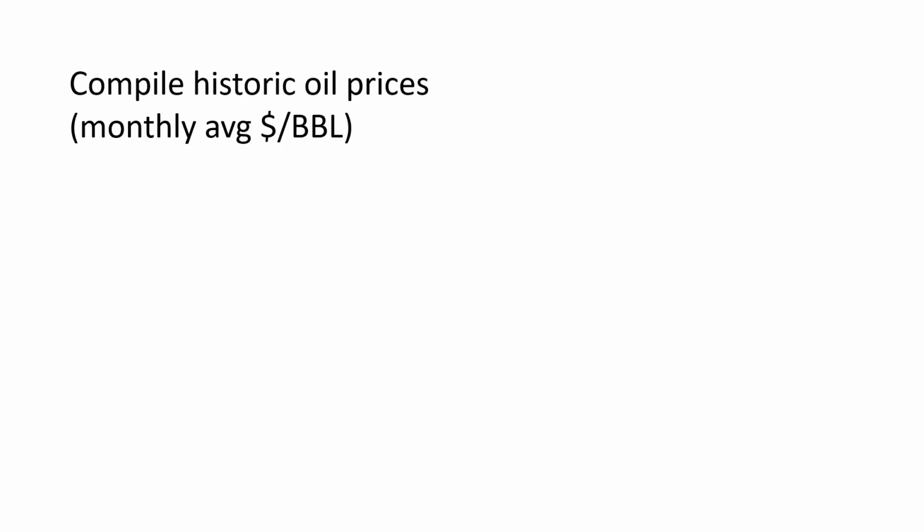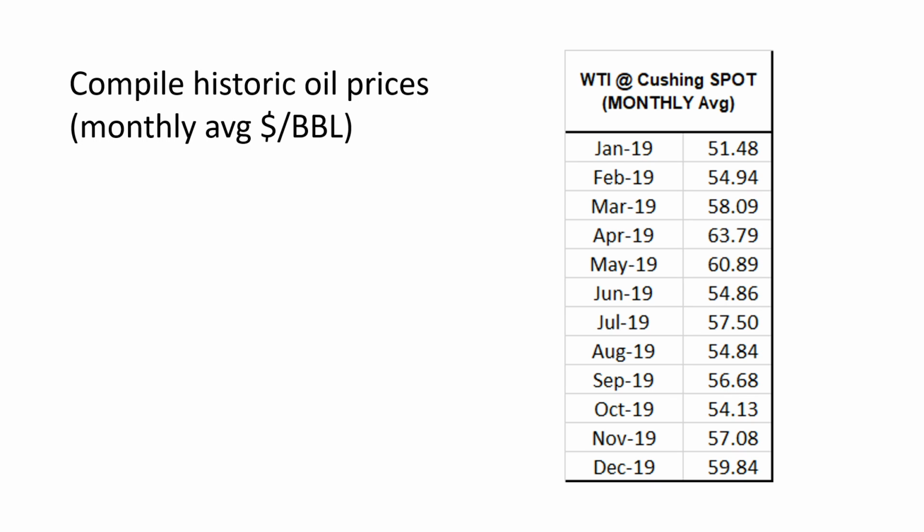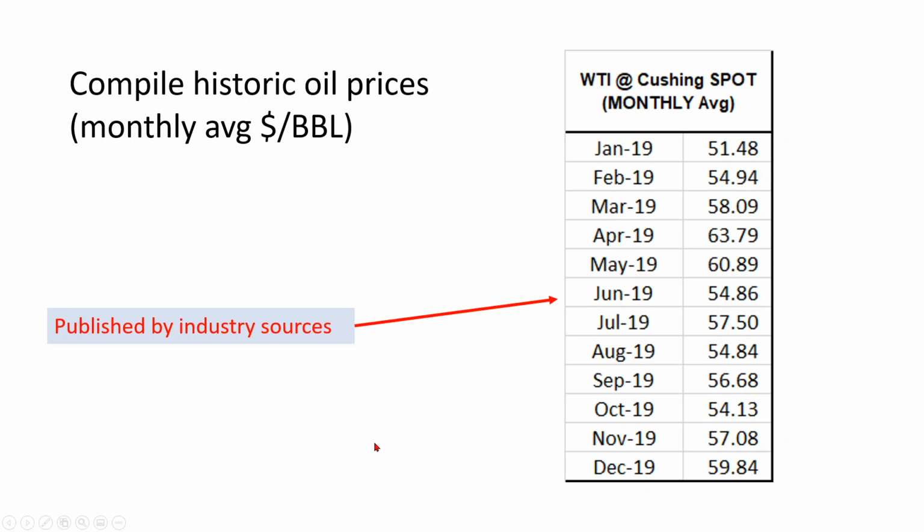So the way I do it, the easiest way is to use historic data, and everything's based on monthly average dollars per barrel, because PHDWin uses monthly models. So here's a historical chart of West Texas Intermediate at Cushing, Oklahoma spot price averaged up for the month. So you have January through December and the price of oil in dollars per barrel. And you get this information from published industry sources. I use Ryder Scott.